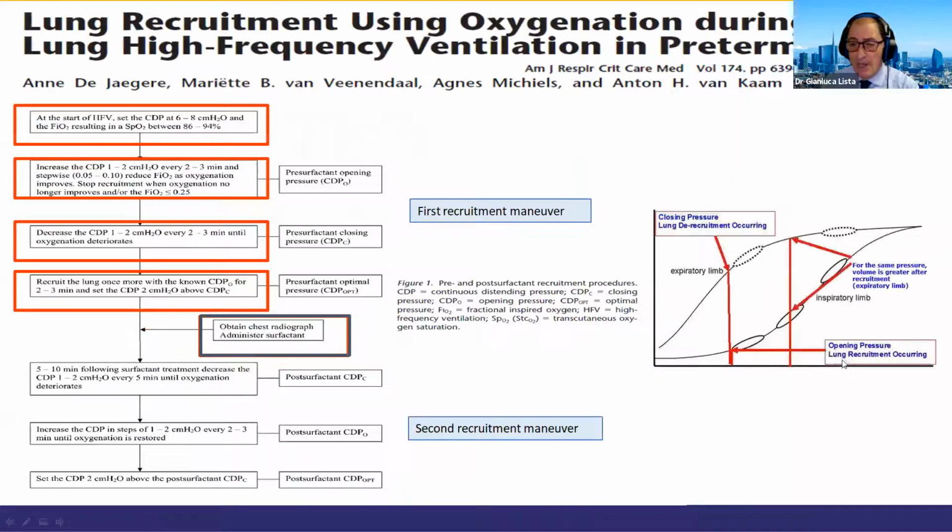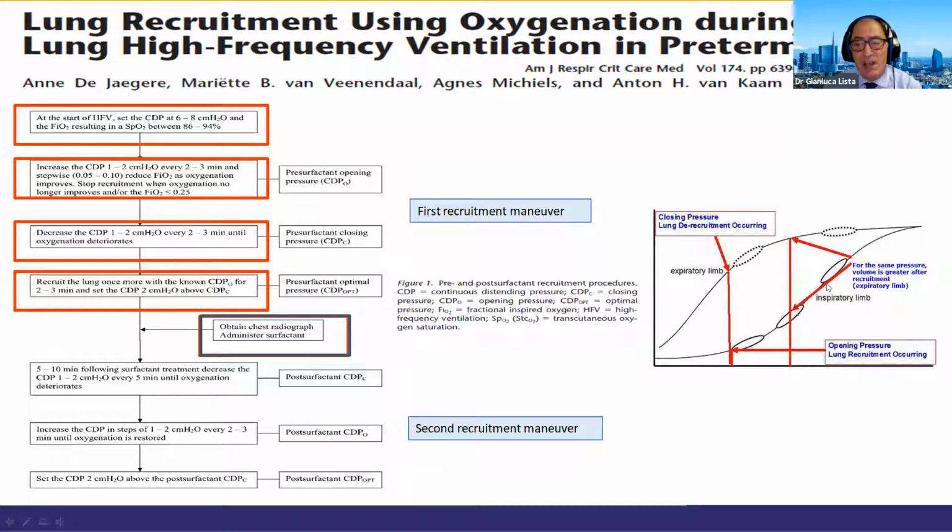Some years ago, our colleagues in Amsterdam used the lung volume hysteresis in order to optimize lung volume strategies during high-frequency oscillatory ventilation. A baby on oscillatory ventilation for RDS started with a CDP set between 6 to 8 centimeters of water and the FiO2 necessary to maintain a normal saturation. Then, step by step, they increased the CDP by 1-2 centimeters of water every 2-3 minutes, with a stepwise reduction of the FiO2 in order to maintain the saturation.